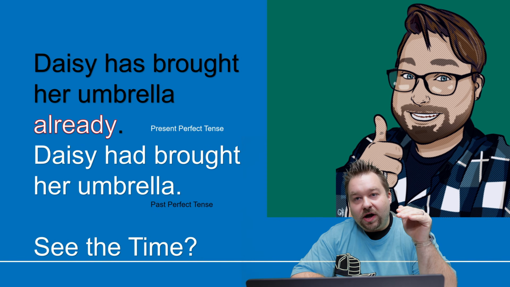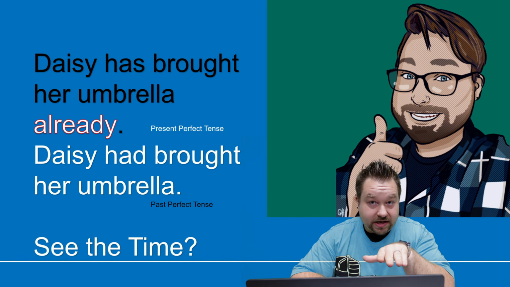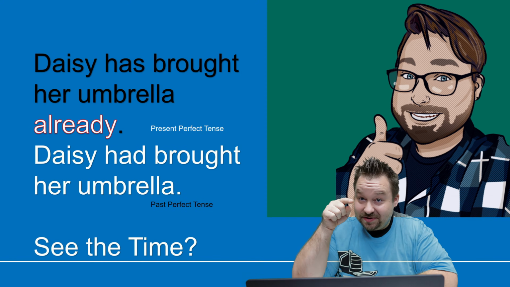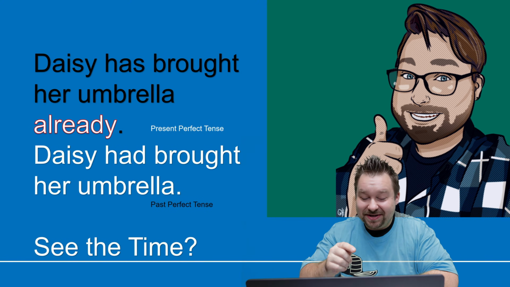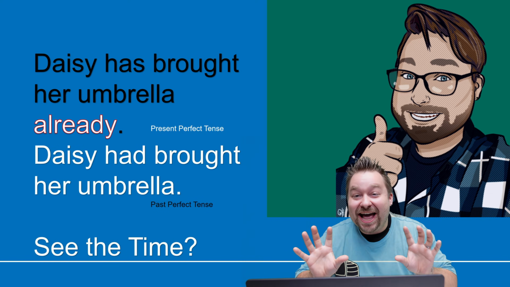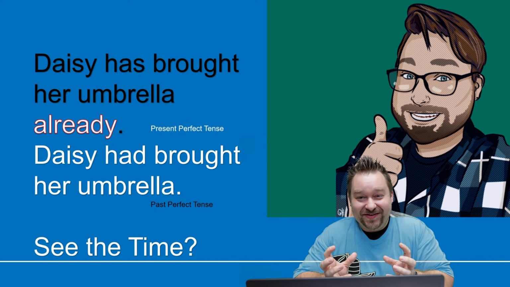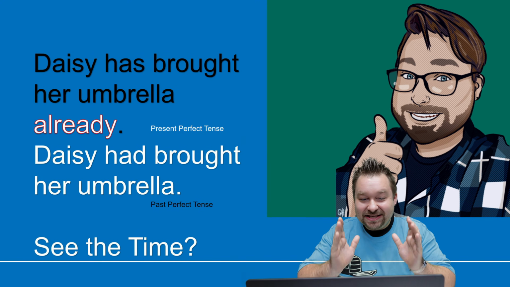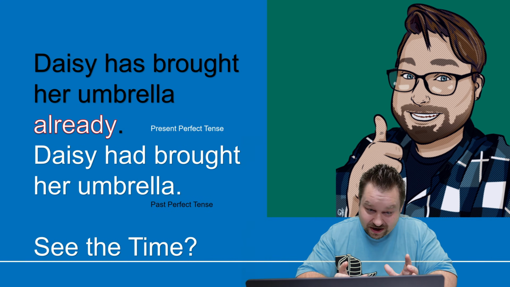Daisy has brought her umbrella already. This is called present perfect tense. And you see me, I keep looking down at my laptop because I hate this stuff. You really don't need to remember this stuff. Just look at the pattern I'm going to show you here. Daisy has brought her umbrella already.